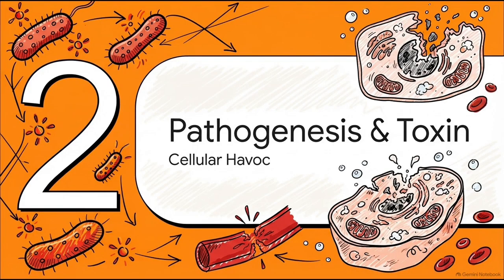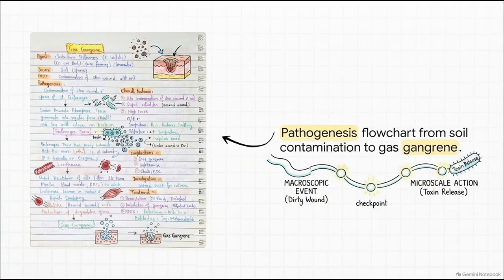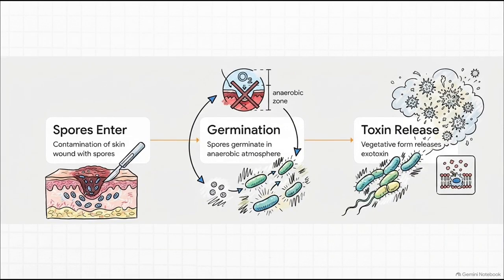Moving on to Section 2, Pathogenesis and Toxin Release. This perfectly illustrates the exact chronological progression of the infection. We can literally trace the pathway from the initial macroscopic event, the dirty wound, all the way down to the microscopic toxin release. Just picture the step-by-step sequence playing out in real time inside the patient's tissue. Okay, so step 1, spores get into the wound. Step 2 is where things really go south.